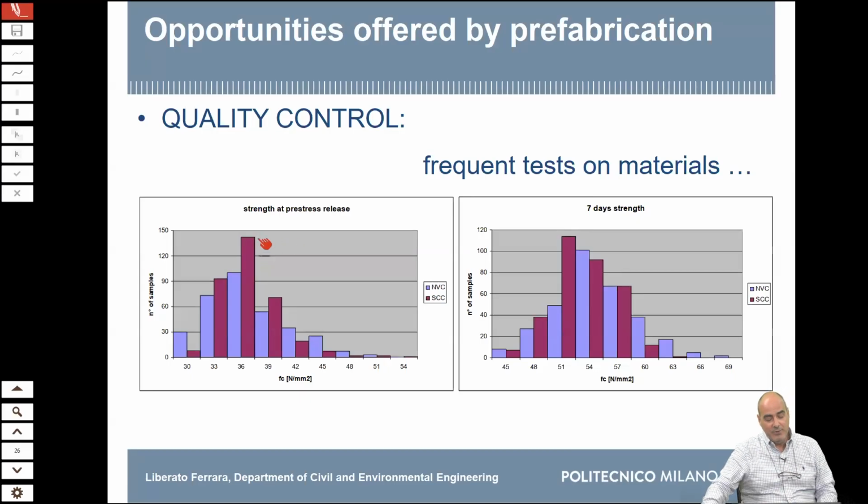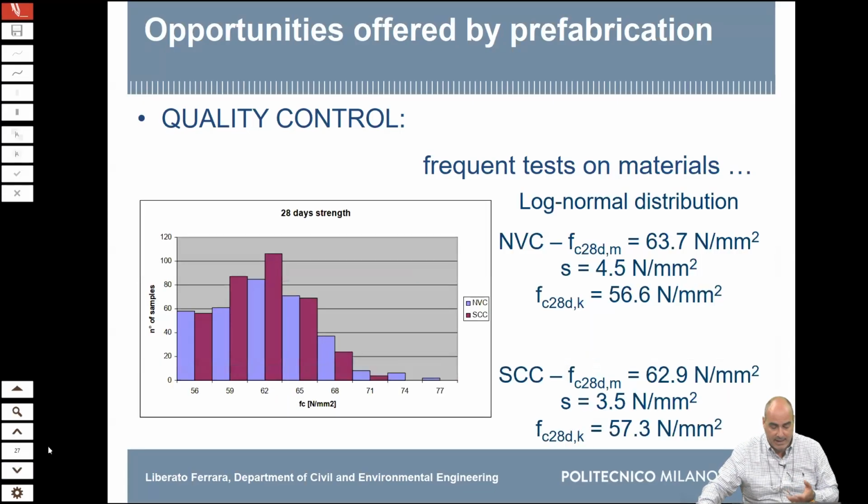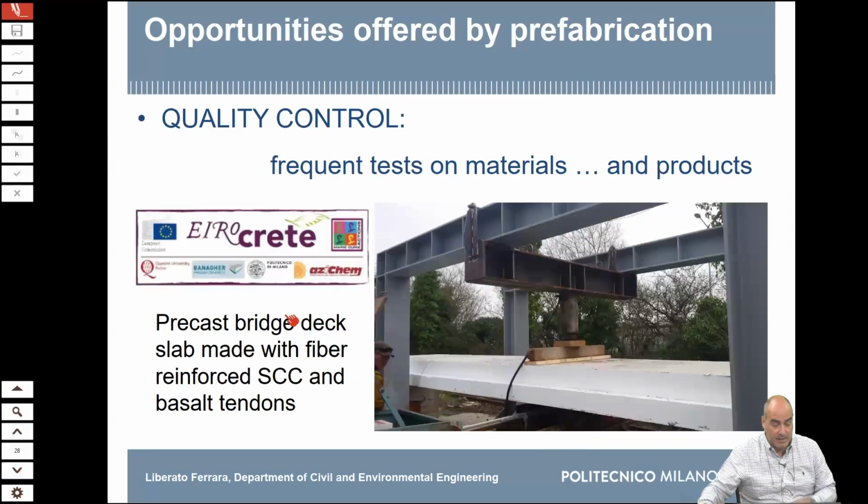But the other thing you see here is that, because of the better quality control, the tail, if you imagine drawing the continuous curve, the Gaussian or whatever it is, the tail of that curve is shifted towards the higher values. So it means that you have better reliability of your material properties that you are going to use in the design. These are some other examples. These are the strengths at 28 days, which follow a similar pattern.